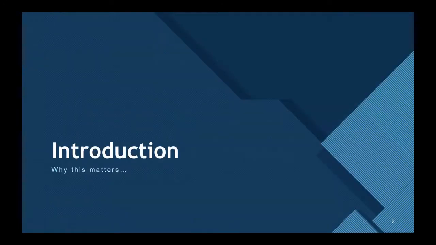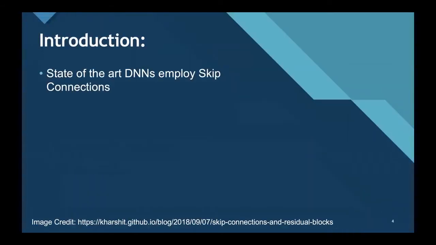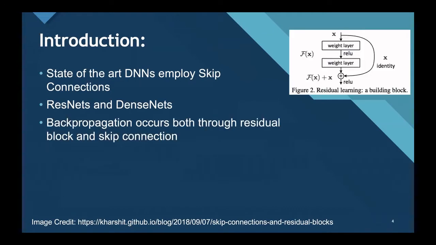So let's start with the introduction, why this matters. We know state-of-the-art deep neural networks employ skip connections. Examples of such models are ResNet and DenseNet. And here we see a skip connection. Let me turn on the pointer. This is a convolutional block. It's called a residual block, and this is the skip connection.